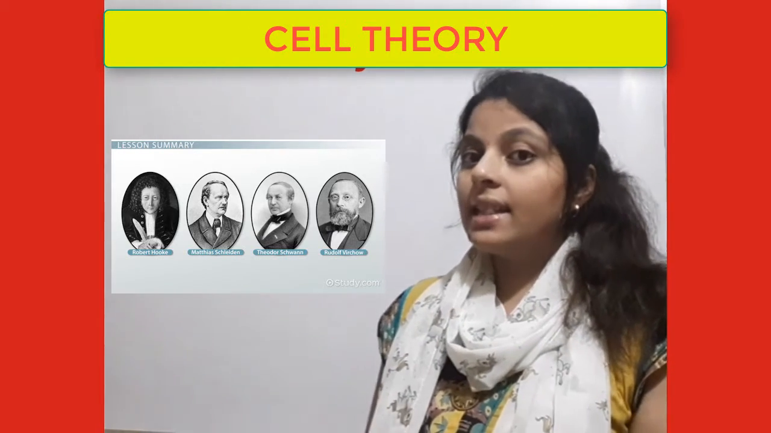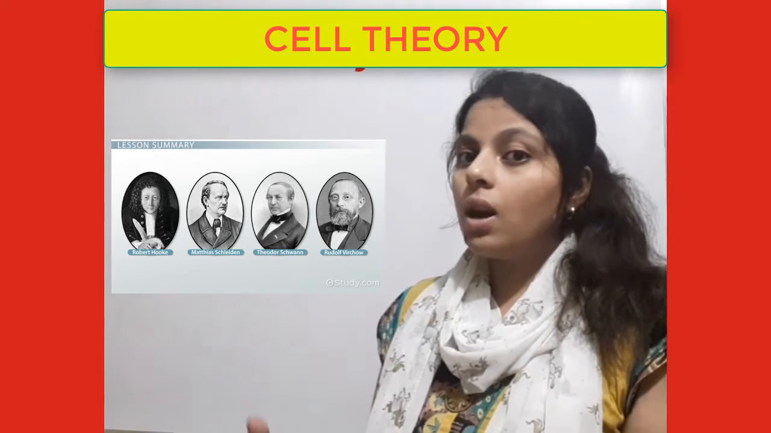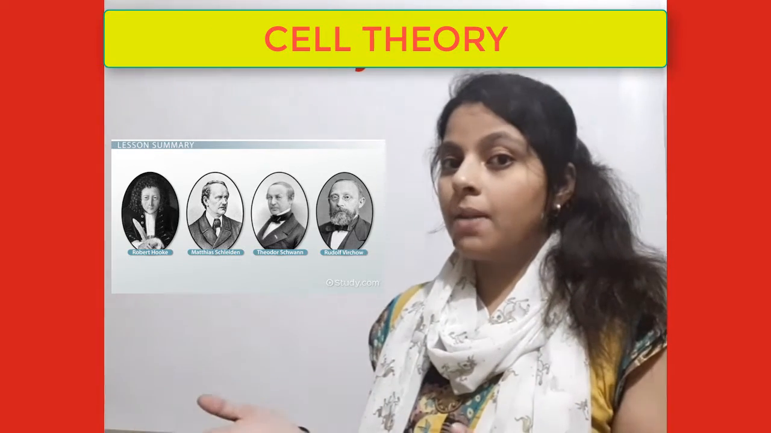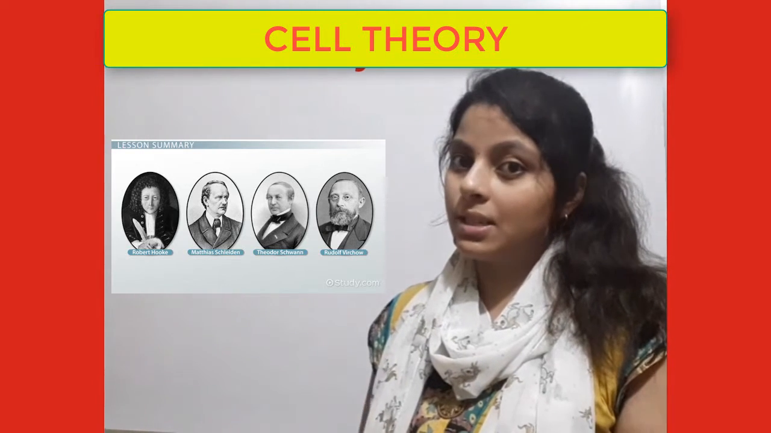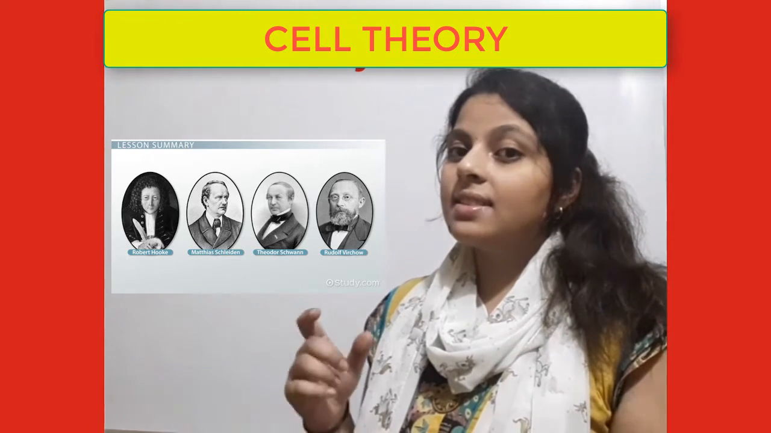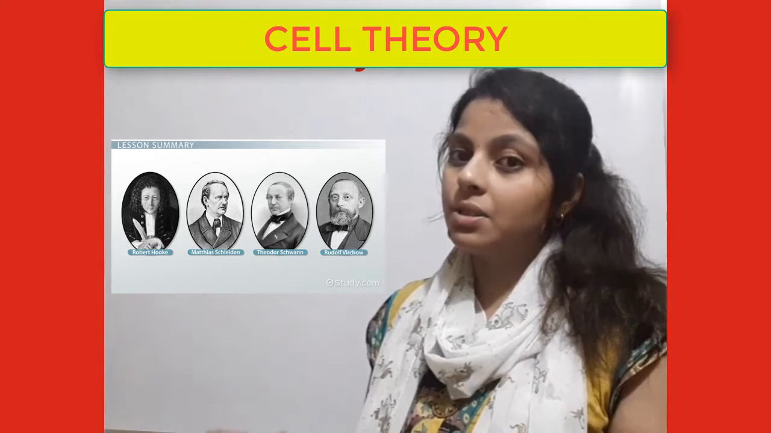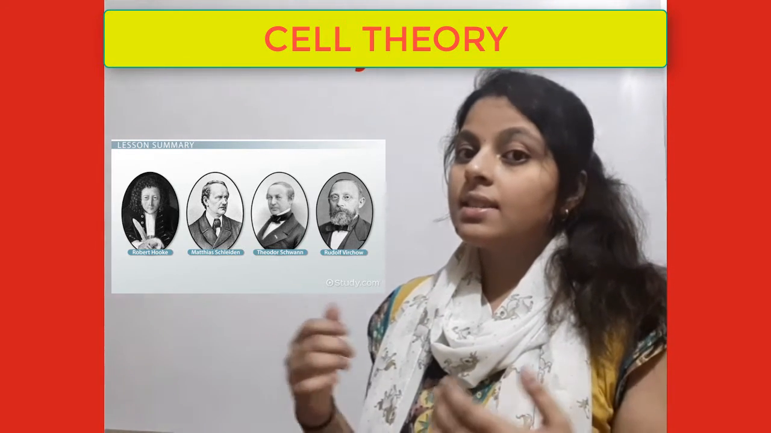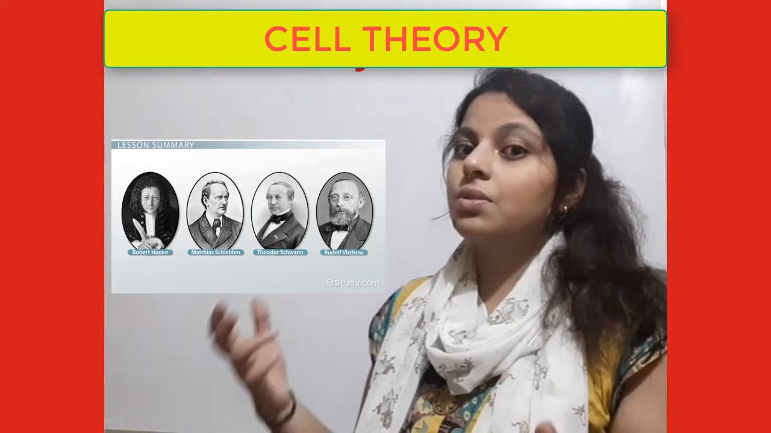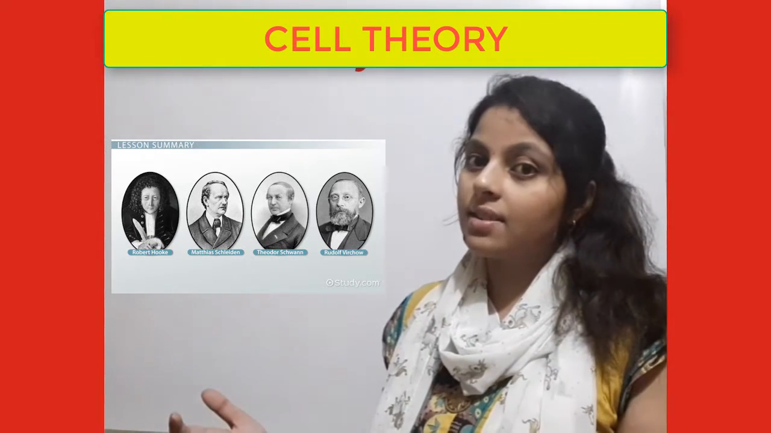Cell theory says that all living organisms, either plants or animals, are made up of the smallest unit, that is the cell. And the cell is the smallest unit of structure of the living organism. The cell is also the smallest unit of function of the living organism.